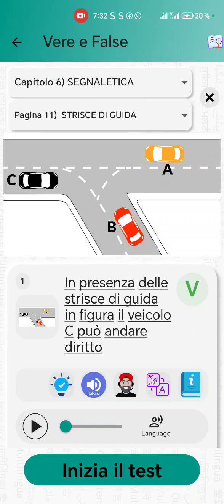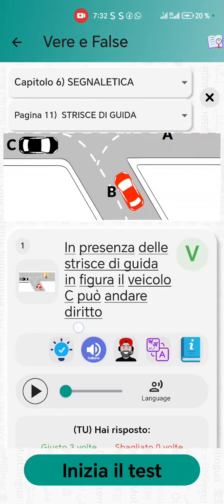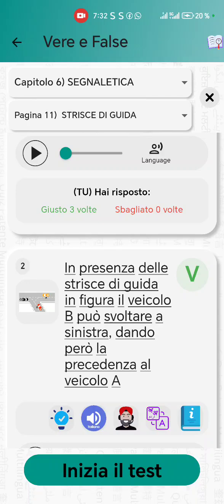So listen to the question now. He presented the scenario, the strisce di guida in figura: Il veicolo C può andare dritto. He said vehicle C, that's the black runner, if you go straight, of course not vero. Because it sees linea continua on the road, if you cross and go straight, not vero.